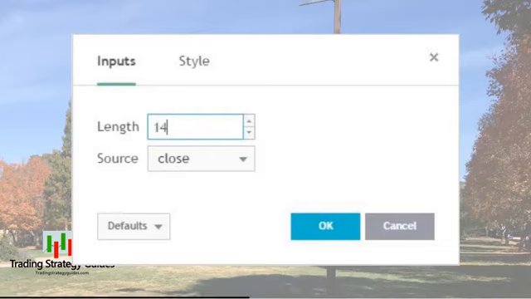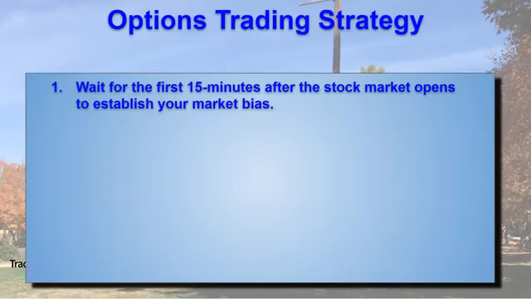Okay, let's go over the strategy rules. Step number 1 is to wait for the first 15 minutes after the stock market opens to establish your market bias. Our option strategy does not focus only on the price, but it also makes use of the time element. The stock market opening price is usually the most important price.